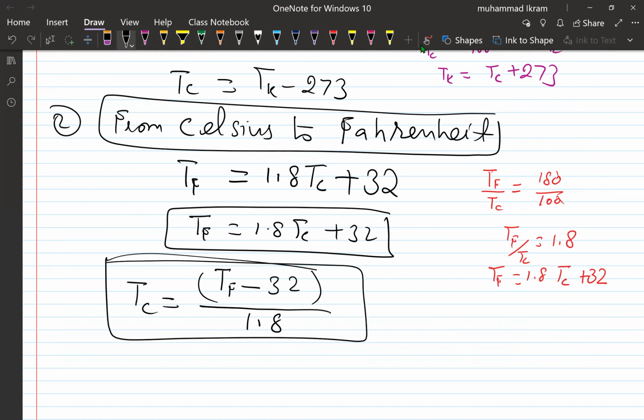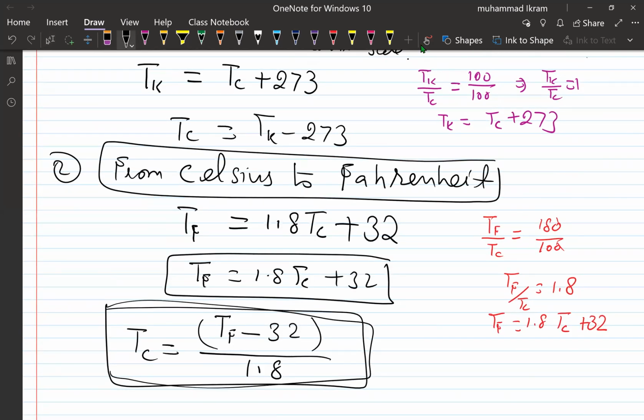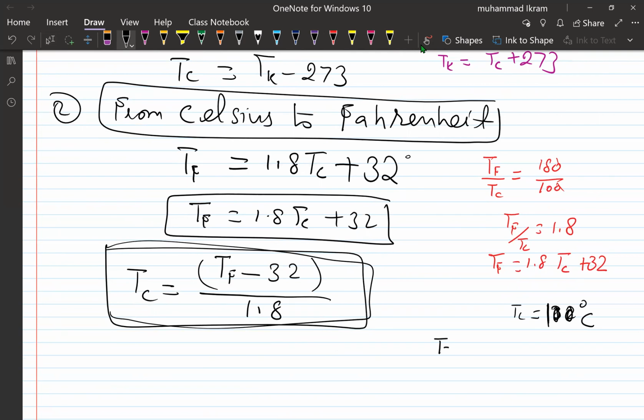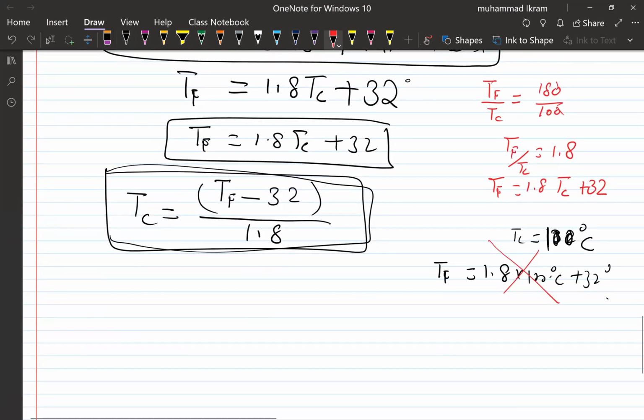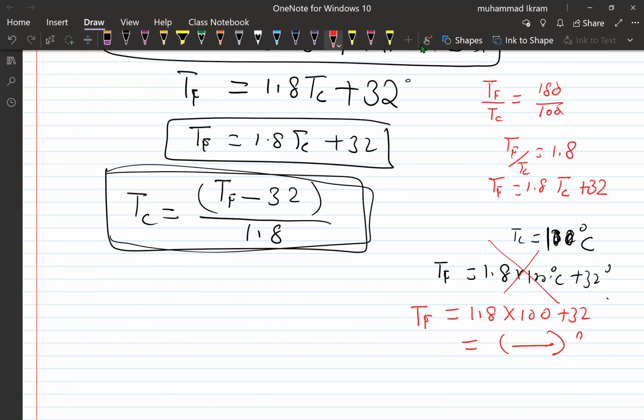But remember one thing: during your conversion, you are never supposed to write the degree sign with it. For example, if you convert 100 degrees centigrade into Fahrenheit, there will be a big problem if you put the unit, for example 1.8 times 100 degrees centigrade plus 32. This is confusion, right? A bigger problem. So never write the unit for this. Just write 1.8 times 100 plus 32, and this will now become the answer in Fahrenheit, and then write degree Fahrenheit.